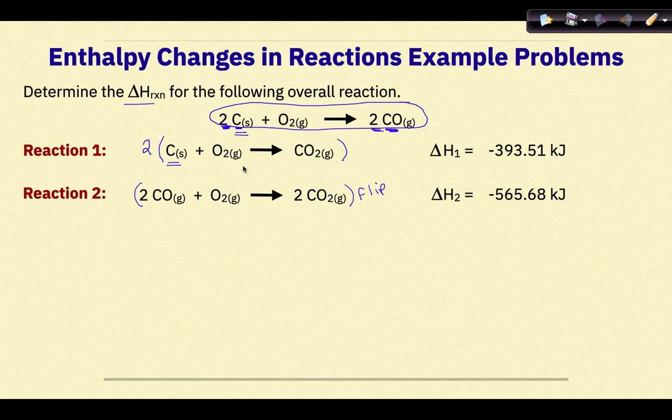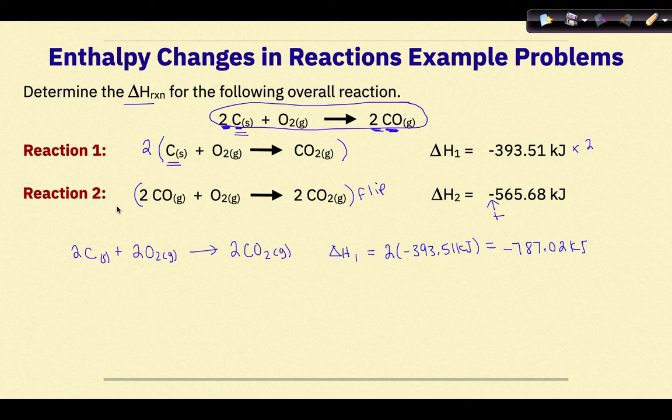Now, what I do to these reactions, I also need to do to my delta H's. So ultimately, I'm going to multiply this delta H1 by 2. In this one, I'm going to change the sign from negative to positive. So I'm going to rewrite reaction 1, distributing a 2 all the way through. Now I'm going to rewrite my delta H1 value as it's multiplied by 2. For reaction 2, I'm going to flip this reaction around. And I'm going to rewrite my delta H2 value so it now has a positive sign in front.